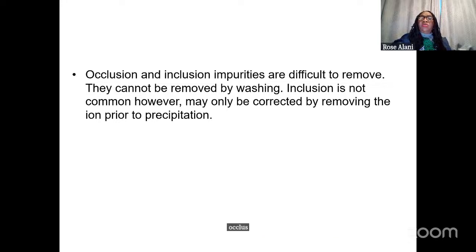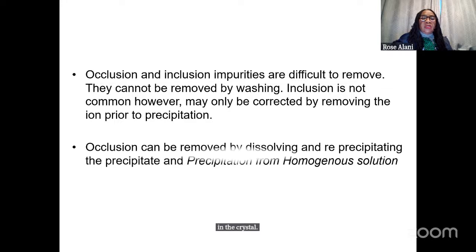Occlusion and inclusion impurities are difficult to remove. They cannot be removed by washing. Inclusion is not common, however, it may only be corrected by removing the ion prior to precipitation. If you remove that ion before you carry out precipitation, okay. But if the ion is there and you carry out precipitation, it will be trapped in the crystal. Occlusion can be removed by dissolving and reprecipitating the precipitate.